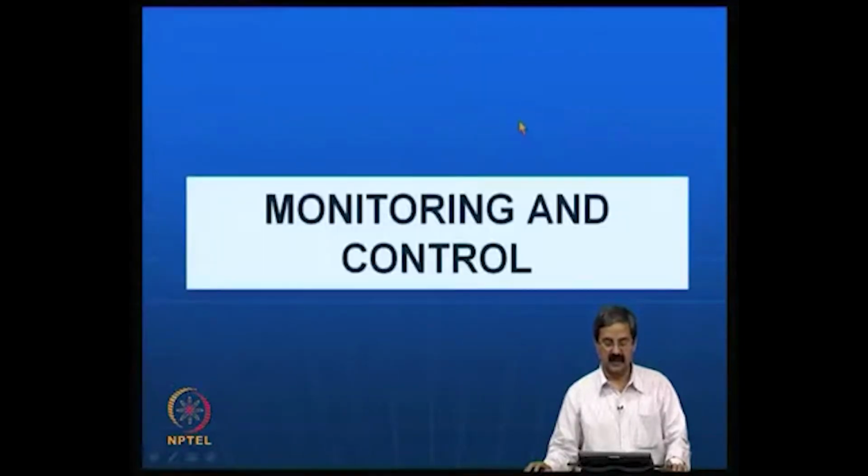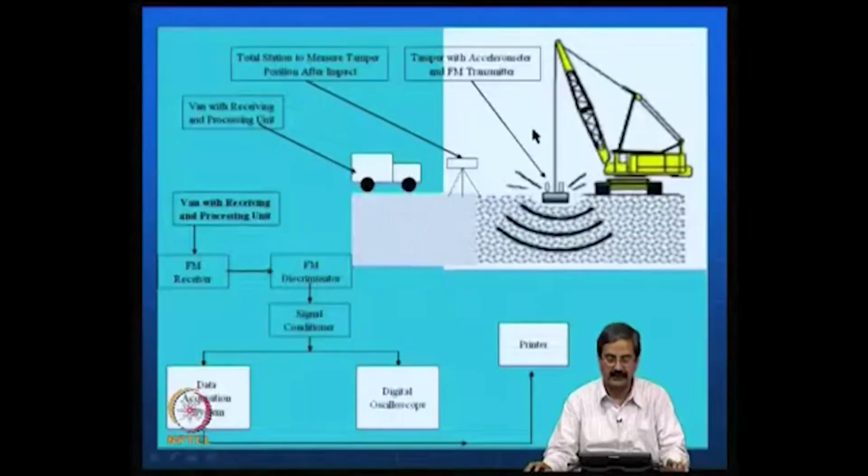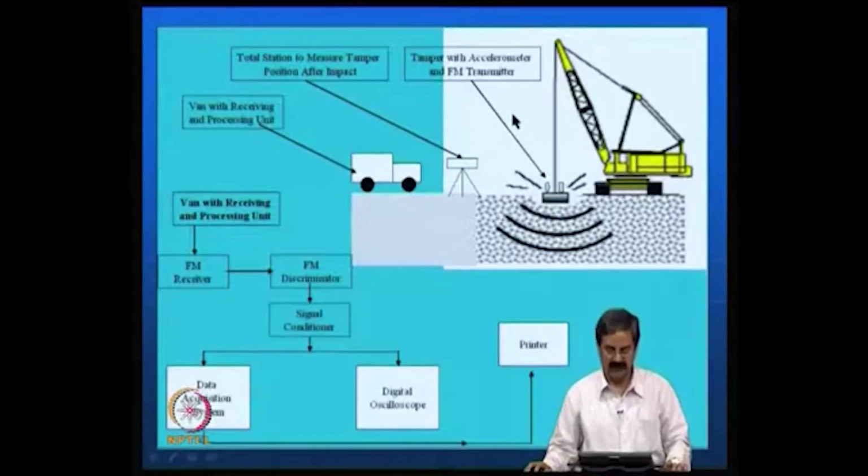So, monitoring and control is another important point in dynamic compaction, and what we do here is, you can see that this is the machine that can do the dynamic compaction, and it has a tamper with an accelerometer and FM transmitter.